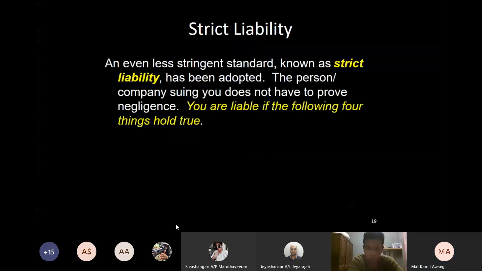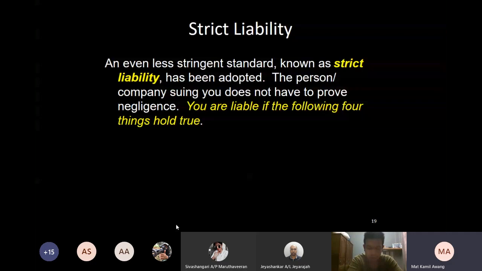Another term is strict liability. An even less stringent standard known as strict liability. So basically that legally negligent just now, they set a high requirement in order to meet that. But a less stringent standard is called strict liability. And most probably we adopt this strict liability. So what does it mean by strict liability?